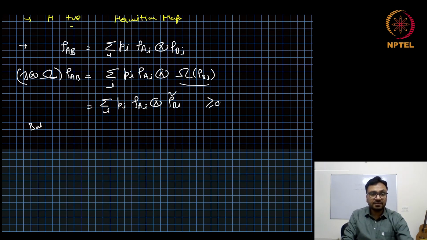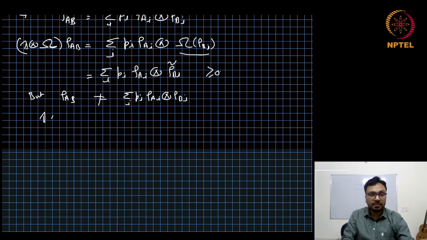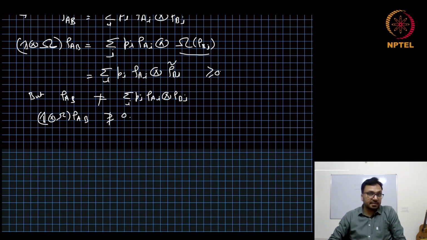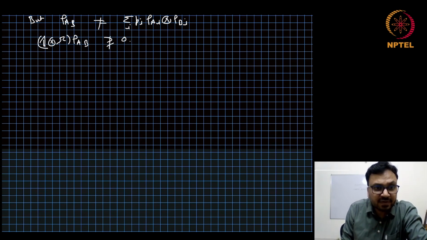But if rho AB cannot be written in the separable form, then sometimes this need not be a positive operator. Although the map omega was a positive map, when we apply it on a subsystem, sometimes for entangled states, for non-separable states, we don't get the positive operator back. Okay. So as an example, we can consider the transposition map.